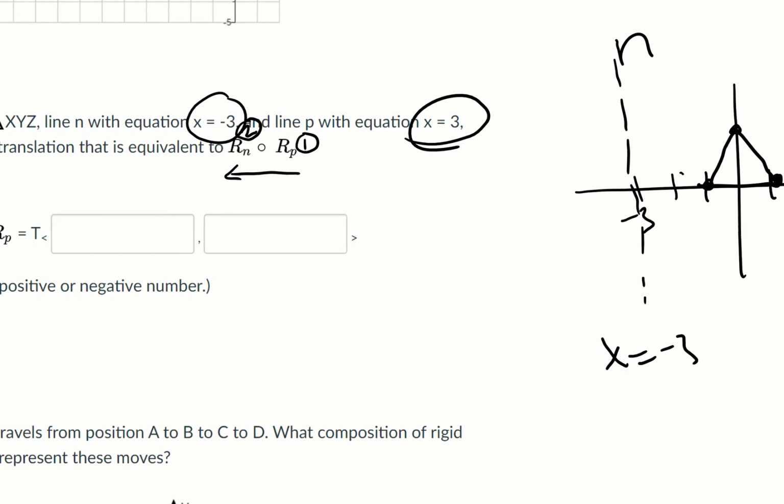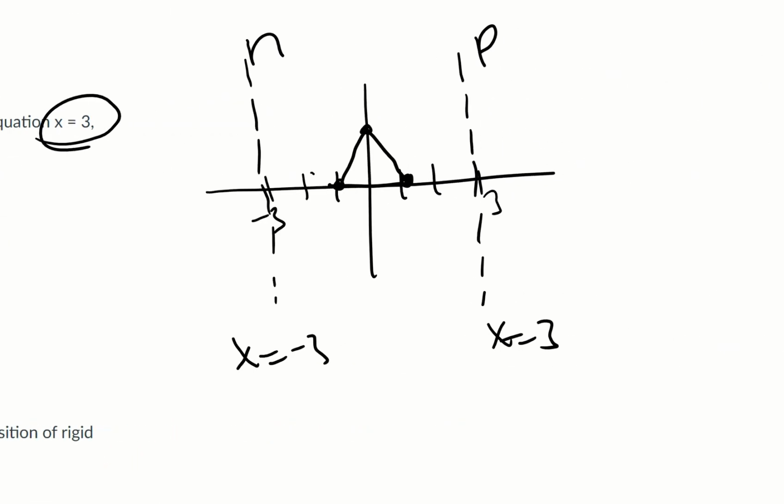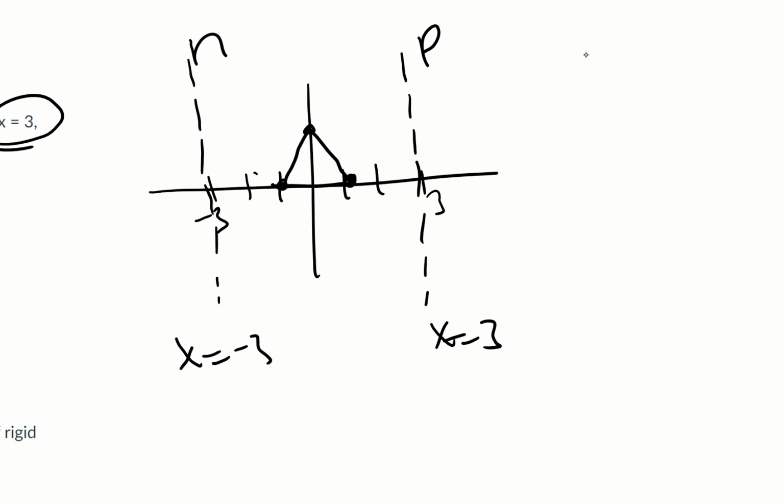So if we do P first, then we'll get something that looks like, this right here is 2 units away, so it has to be 2 units away. This is 1, 2, 3, 4 units away. This is 4 units away.